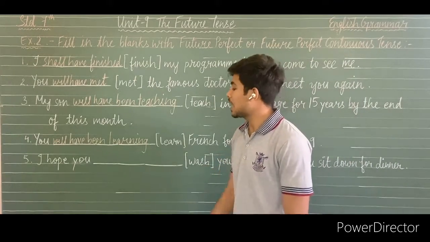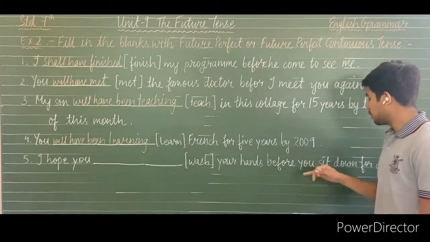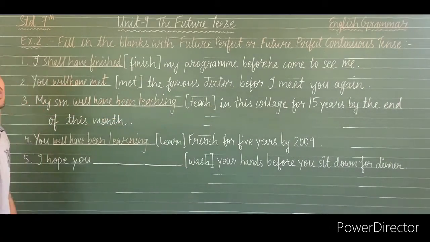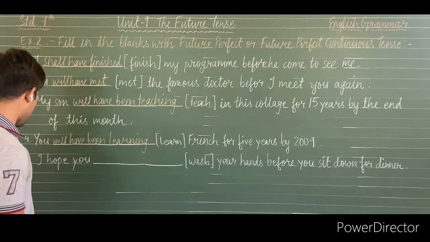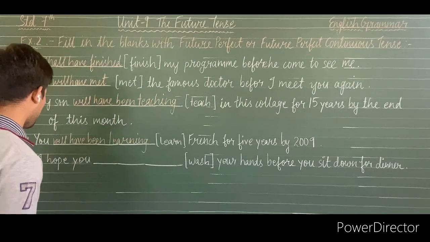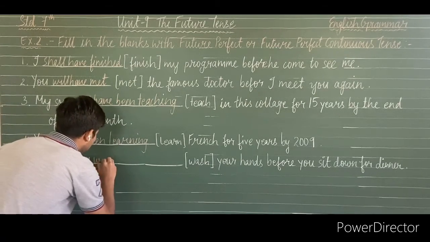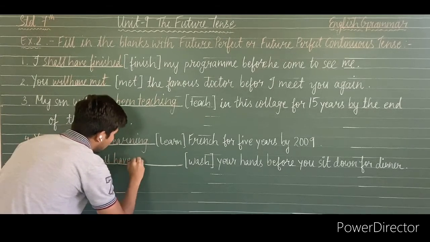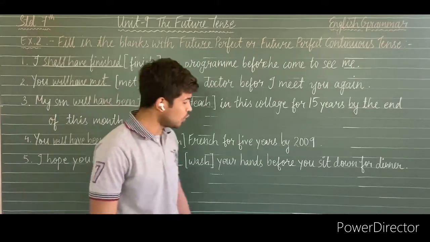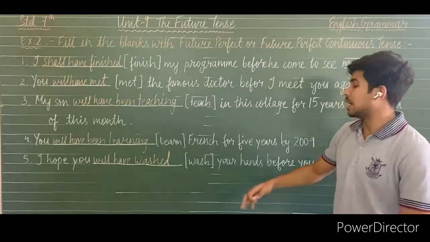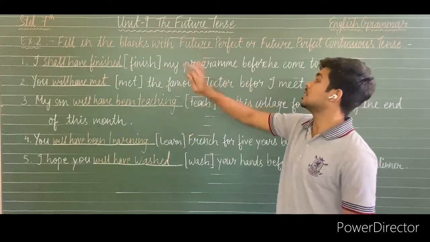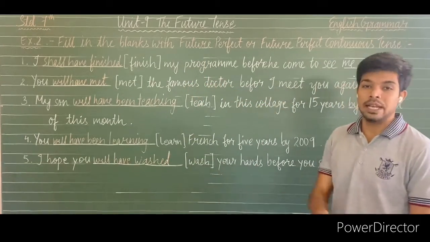Now the fifth one. I hope you blank your hands before you sit down for dinner. And in bracket we are having the verb watch. So we'll write it like I hope you will have washed your hands before you sit down for dinner. And this sentence is having the past participle form of the verb, and that's why it is in the future perfect tense.